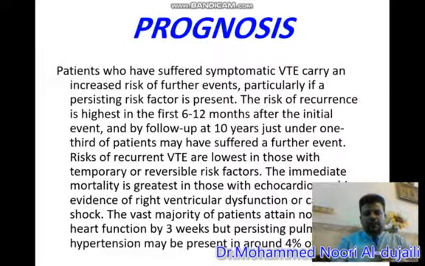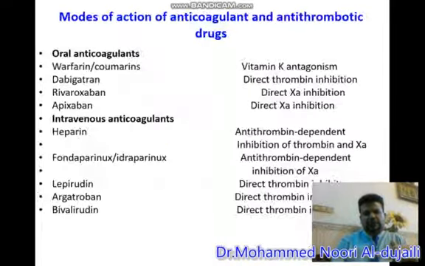Prognosis: patients with venous thromboembolism are liable to recurrence, especially within 6 to 12 months, and it may extend to 10 years. If the patient has right ventricular failure, right ventricular strain, shock, or pulmonary hypertension, those carry the poorest prognosis, as the patient may remain with decreased right ventricular function, or may remain with pulmonary hypertension in about 4% of these patients.